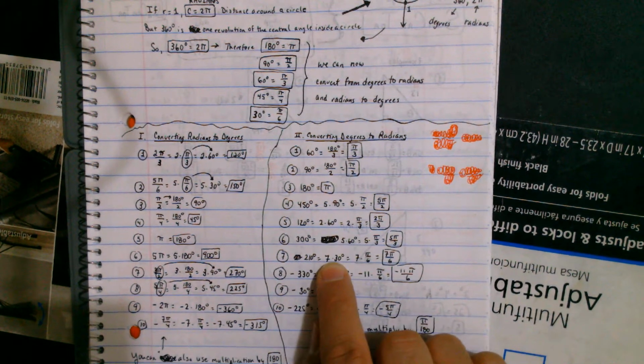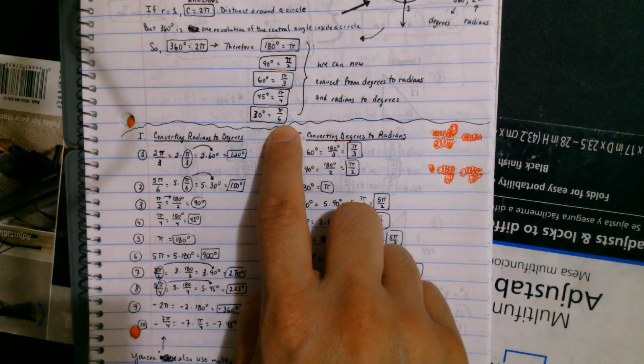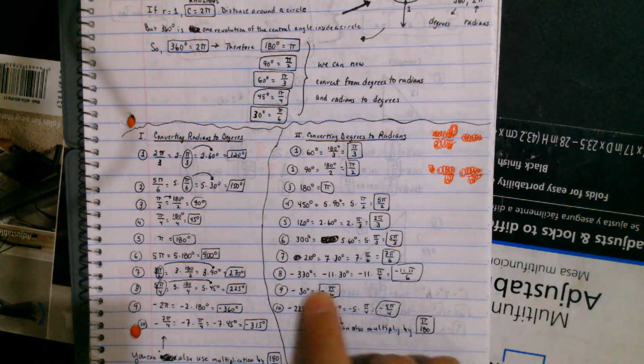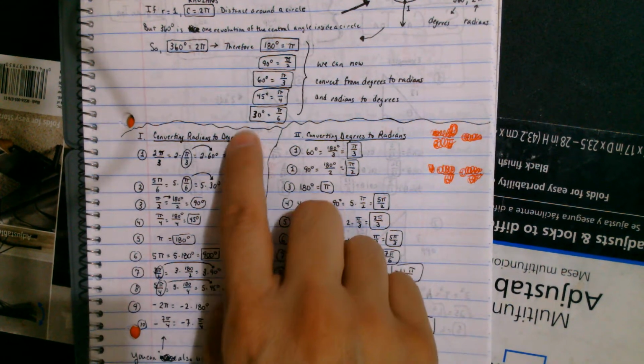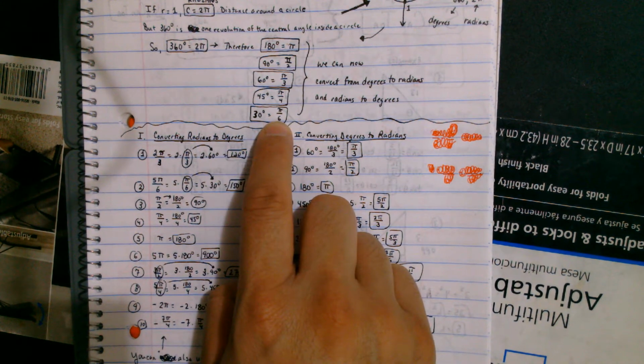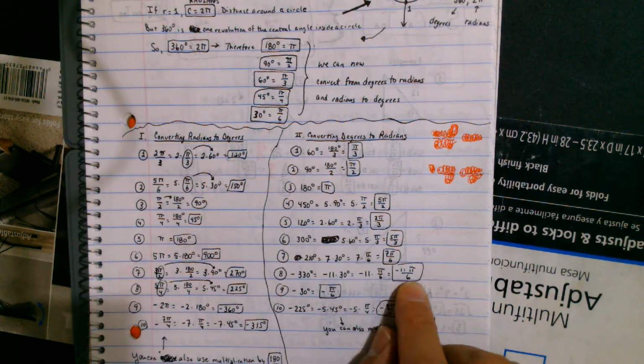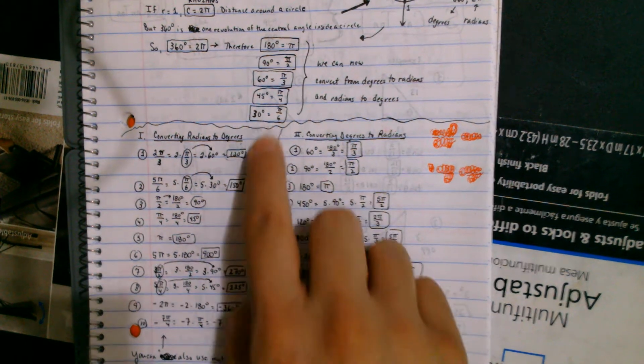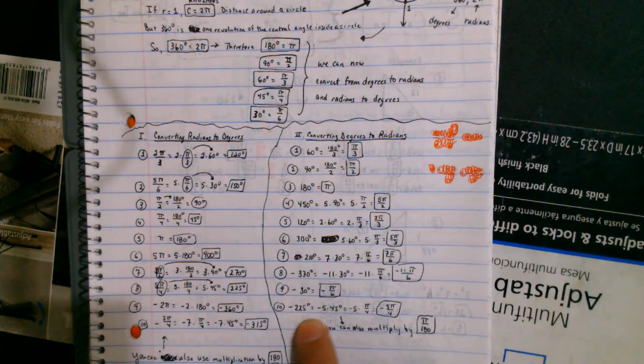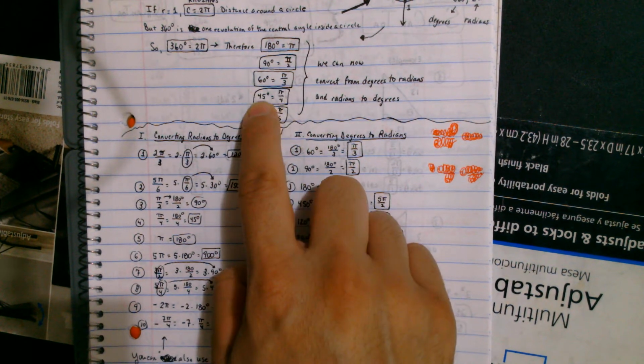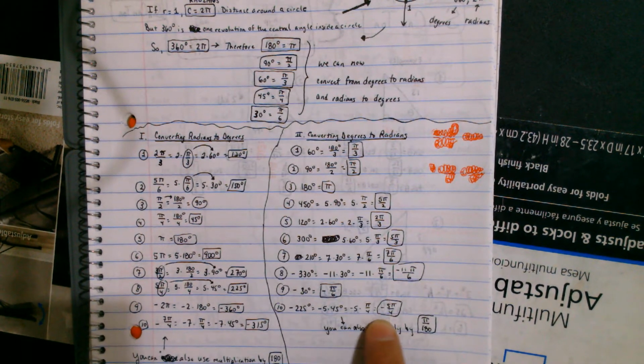210 is 7 times 30. 30, again, is pi over 6. So 7 pi over 6. Negative 330 would be 11 times 30. Negative 11 times 30. 30 is pi over 6, so negative 11 pi over 6. And then negative 30 would be negative pi over 6. Negative 225 would be negative 5 times 45. So negative 5 pi over 4.